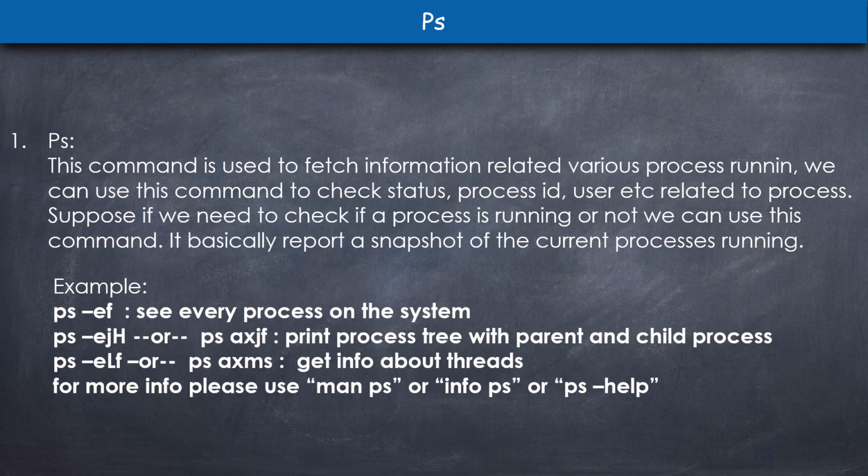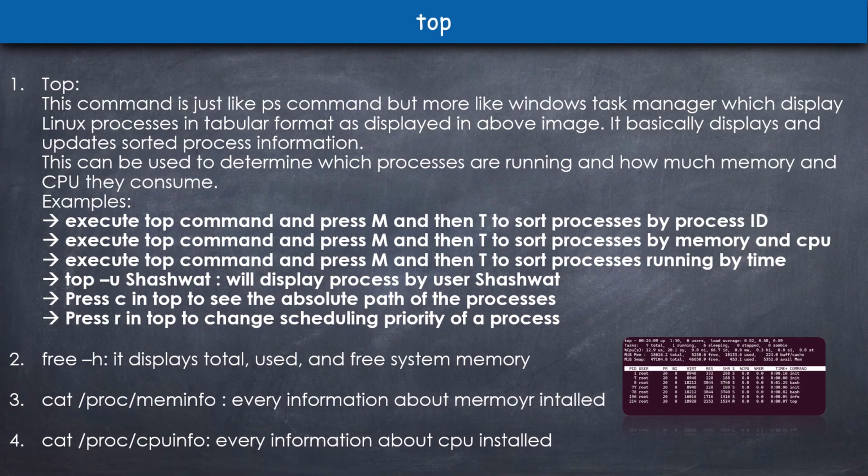In the same series, we have another command, that is top. The top command is just like Windows Task Manager. It displays the list of all the running processes in the current system continuously. There are many keys. If you want to see the processes sorted by process ID, you can press M and T. If you want to see the whole process path, you can press shift C, so it will give you the whole process path.